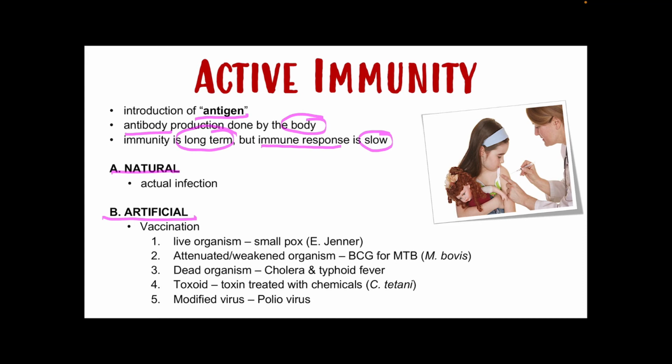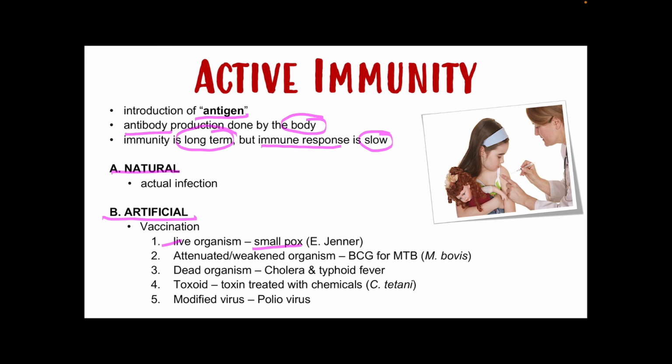Natural means by having an actual infection, by getting sick or acquiring diseases naturally. But when we say artificial immunity, that could be through vaccination. And I hope you still remember who discovered this one. So active immunity was first demonstrated by Edward Jenner. So the artificial active immunity includes the inoculation of live organisms like in smallpox.